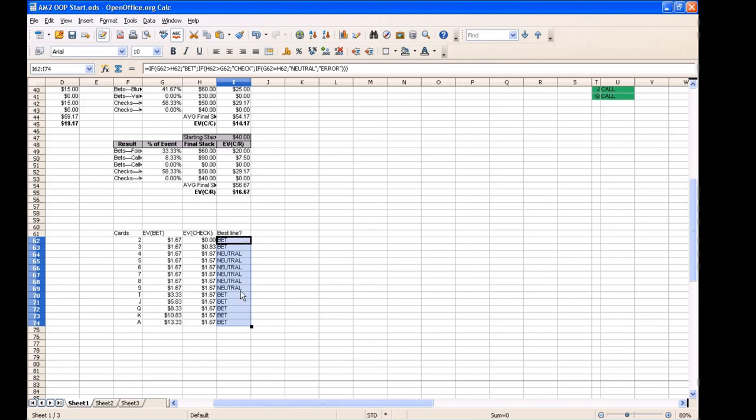So for this particular table, I don't remember specifically which one it was. I just kind of found one and copied it. It's telling us we should bet in these situations where the EV of betting is greater. Here it's telling us it's neutral. And here it's telling us the EV of betting is greater than the EV of checking.